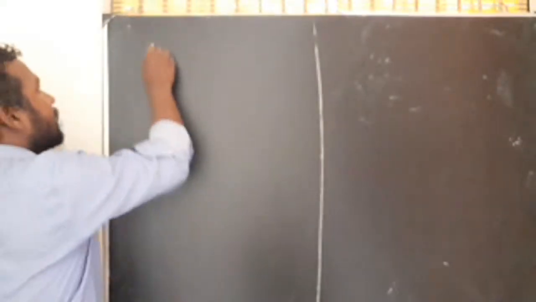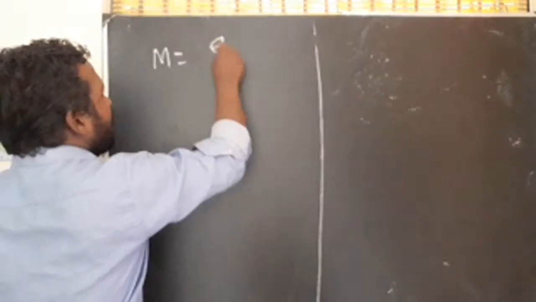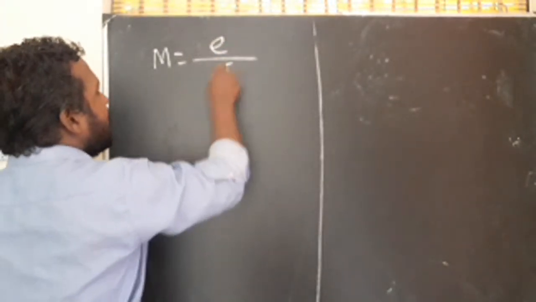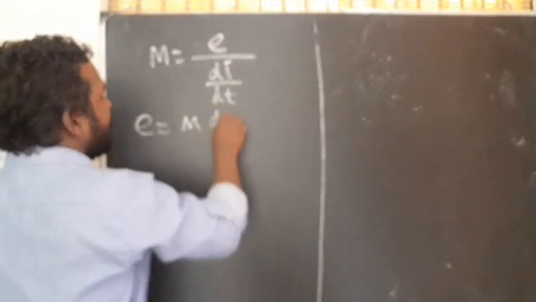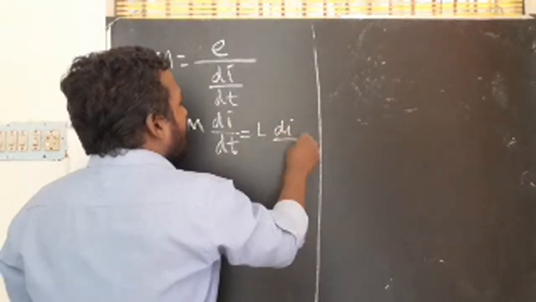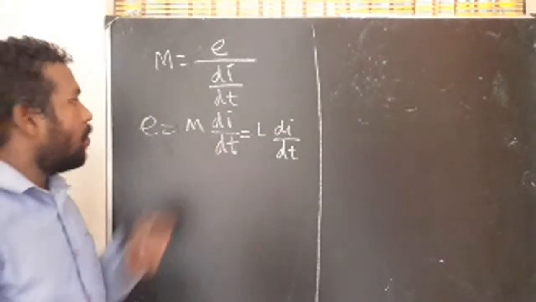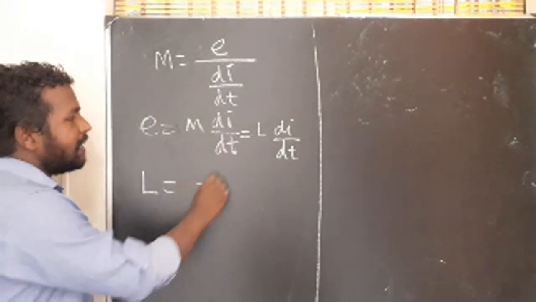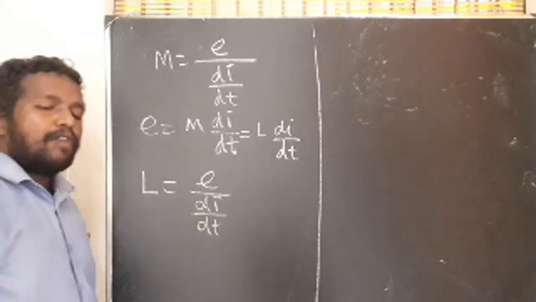So for mutual induction or self-inductance, I'll write the equation. M is equal to EMF divided by di by dt. Actually, this equation is EMF is equal to M times di by dt. Otherwise, L times di by dt. M is for mutual induction, L is for self-induction. So L is equal to EMF divided by di by dt. It is the final formula for inductance.